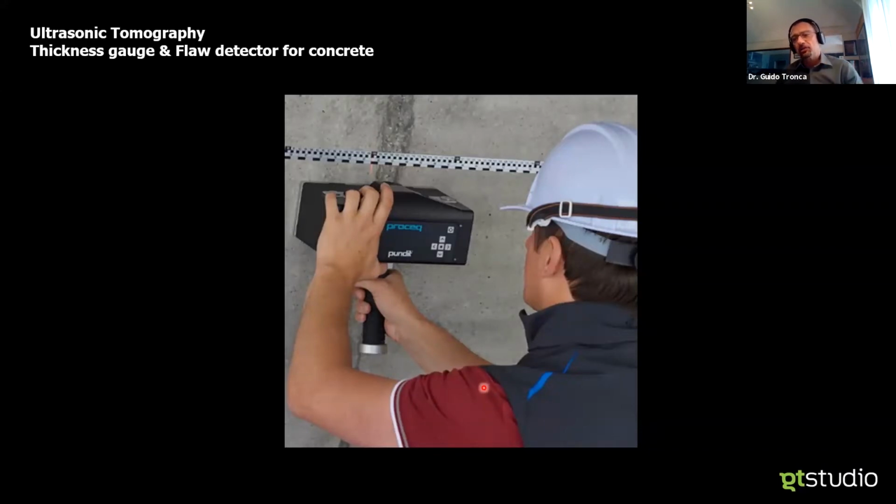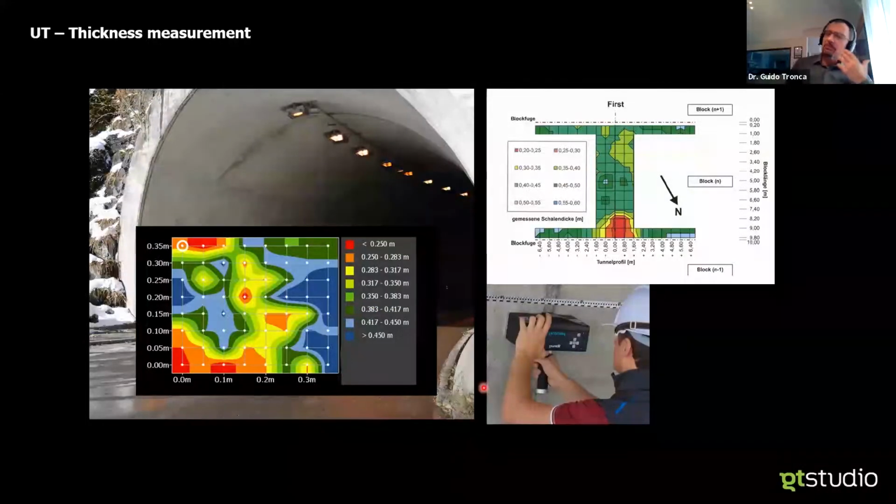Some of you may already be familiar with metal testing. Ultrasound in metal testing is often labeled as thickness gauge and flaw detector. In the past decade, the thickness gauge and the flaw detector became available for concrete. Hence, we have this tool.